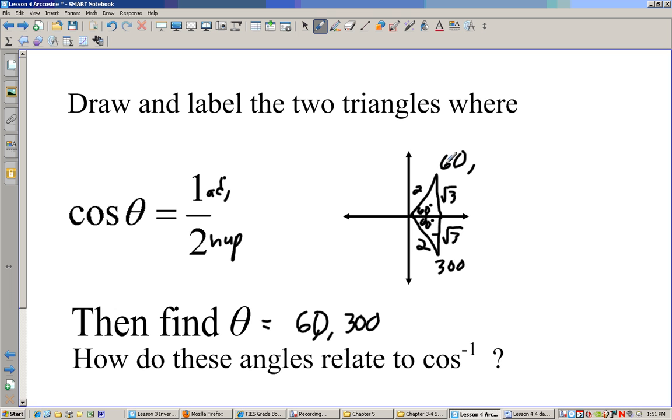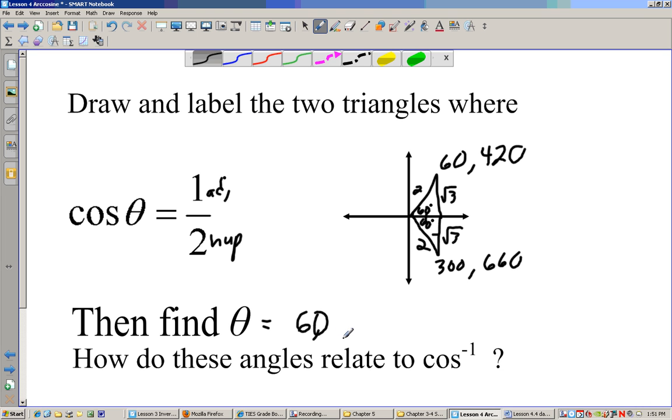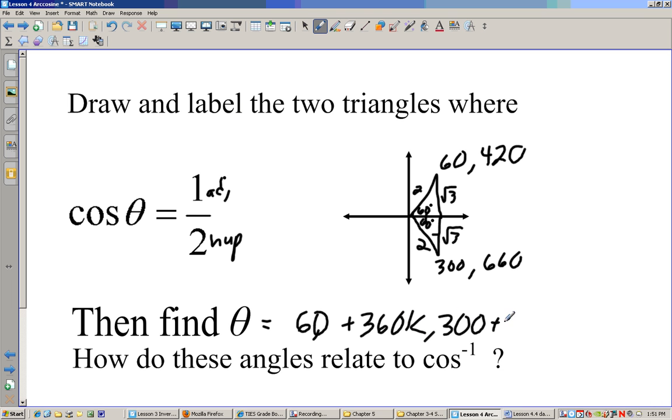If I add 360 to this, 60 plus 360 would be 420. Add 360 to this, I get 660. And it keeps on going and going and going, and we have an infinite number of values. So an easy way to do this is we could say it's 60 plus 360k and 300 plus 360k, where k is any integer. And the integer could be positive and it could be negative.